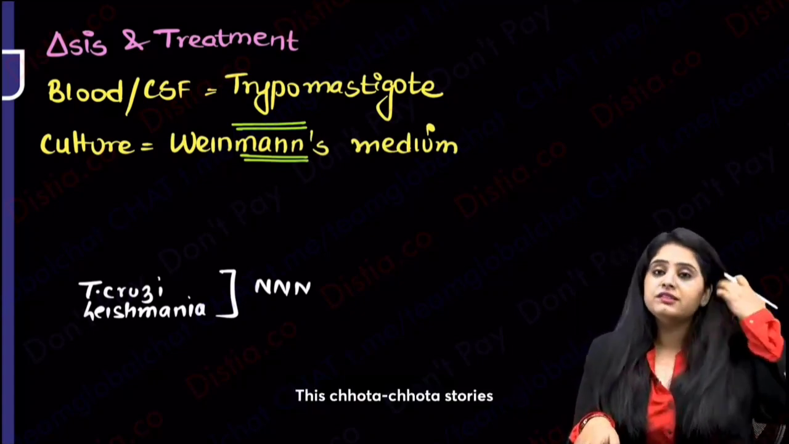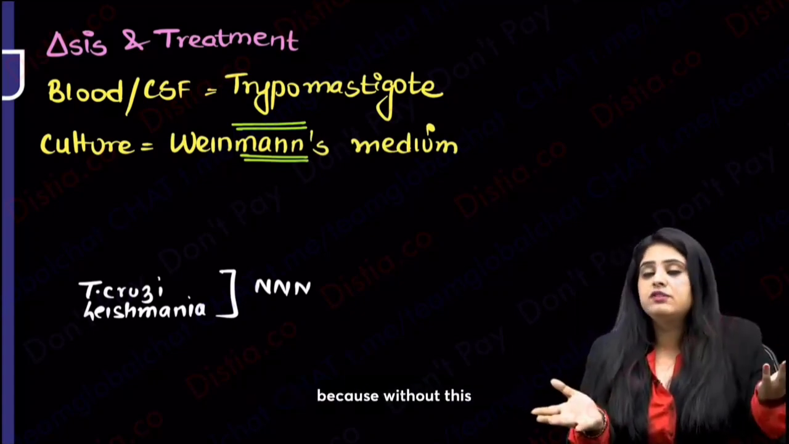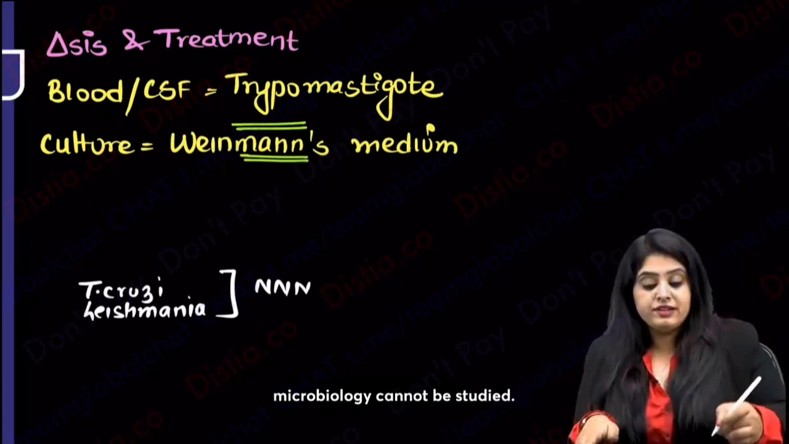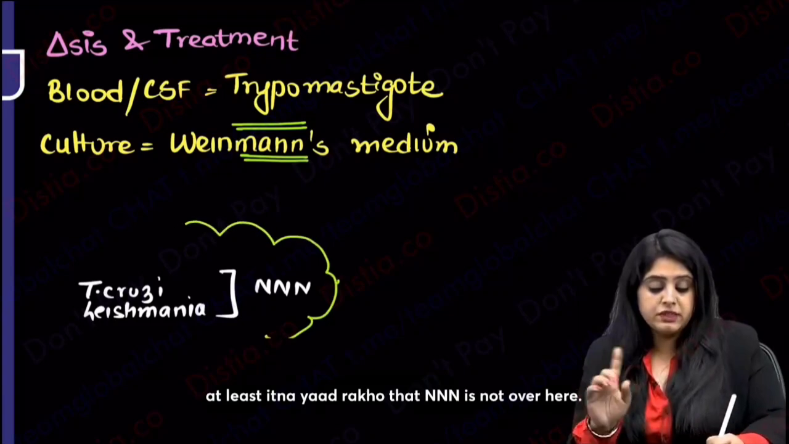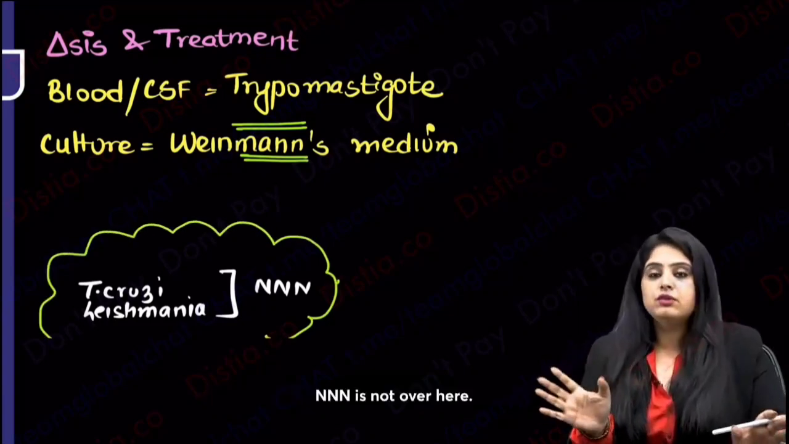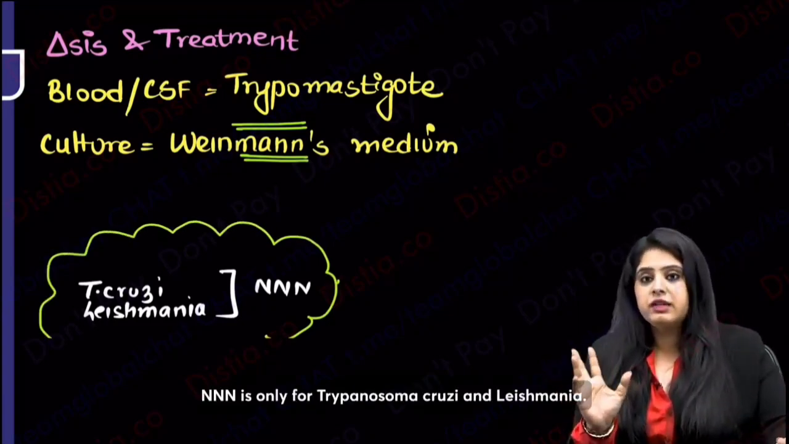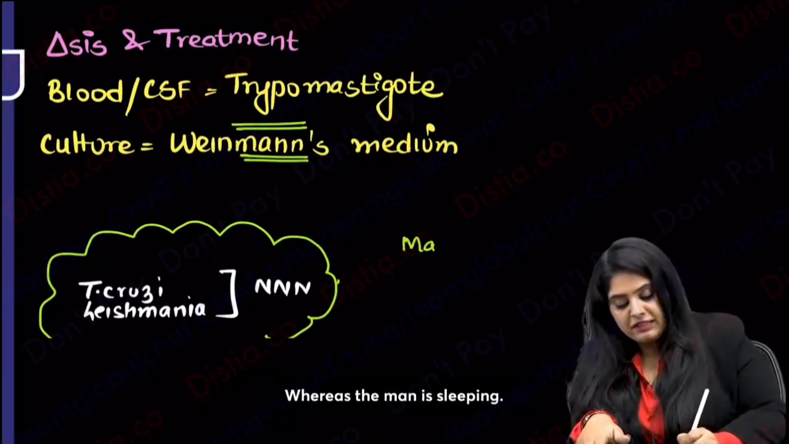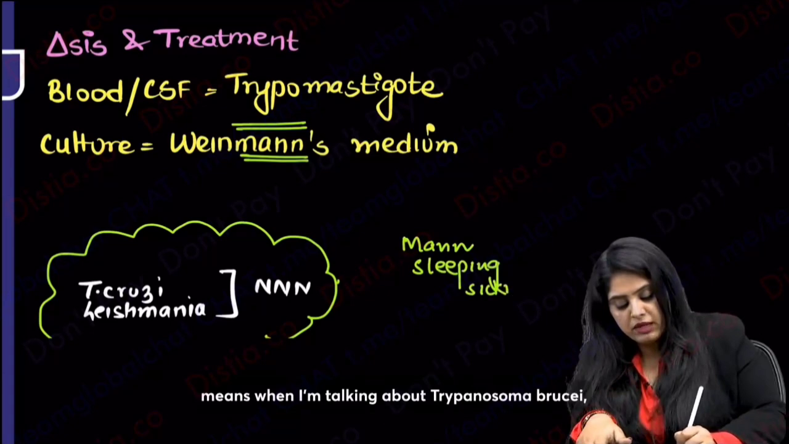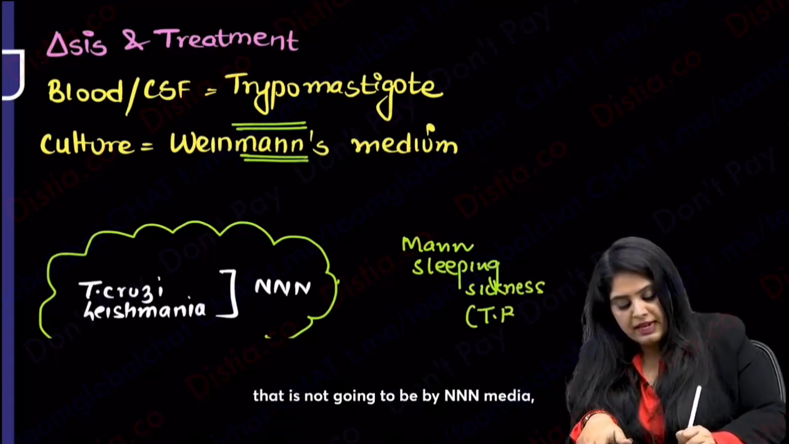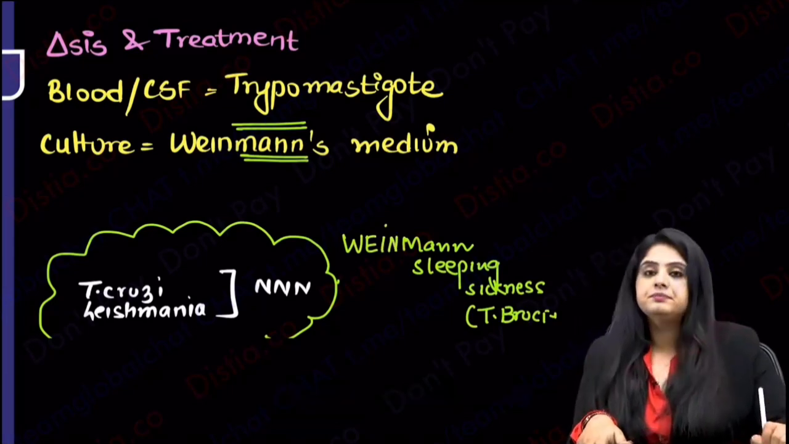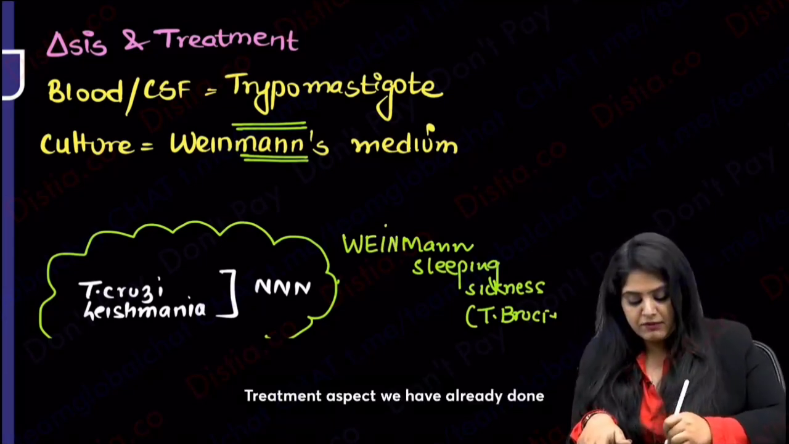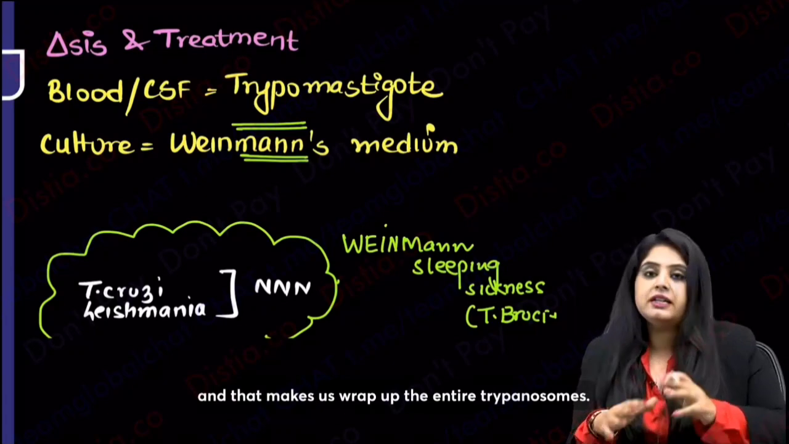These small stories that I keep telling you here and there, because without this, microbiology cannot be studied. So remember Weinmann media. Even if you don't learn Weinmann, at least remember that the triple N is not over here. Triple N is only for Trypanosoma cruzi and Leishmania, whereas the man is sleeping. That is how we will learn it. So when I'm talking about Trypanosoma brucei, sleeping sickness, that is not going to be by triple N media. That is going to be by the Weinmann media. Okay, the treatment aspect we have already done, and that makes us wrap up the entire trypanosomes.